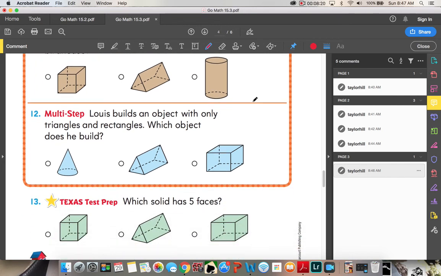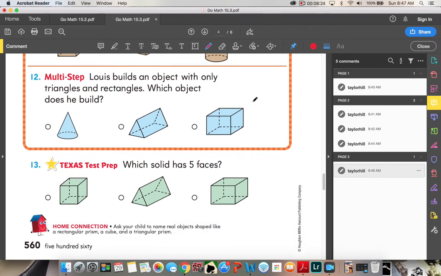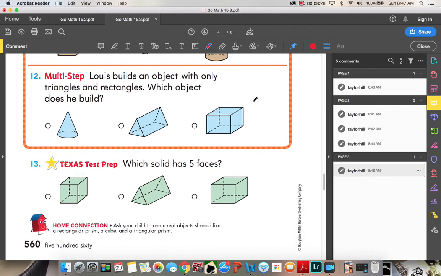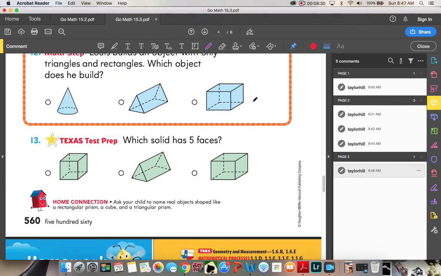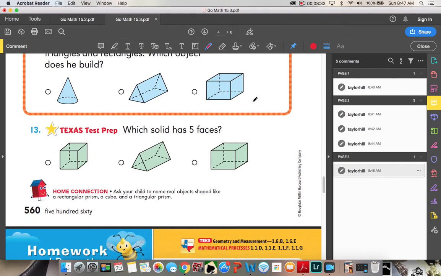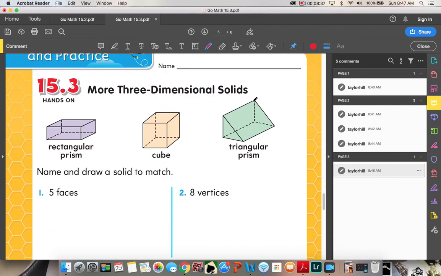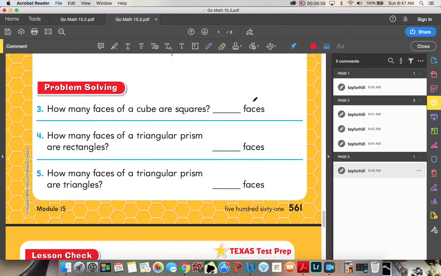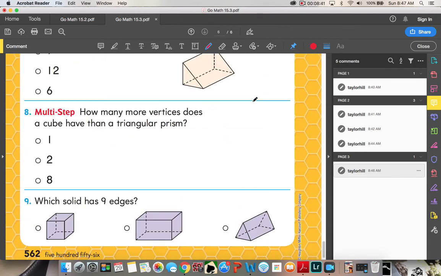Okay, number 12, Louise builds an object with only triangles and rectangles. Which object does he build? So only triangles and rectangles, can't be circles. Number 13, which solid has 5 faces? So 5 flat faces that you can lay it down on the ground. Okay, and then you have your homework that you should be able to complete on your own.